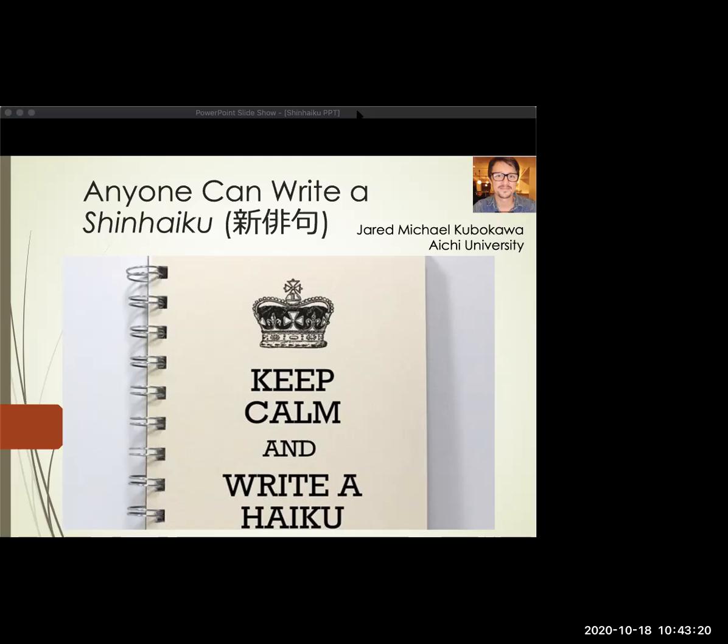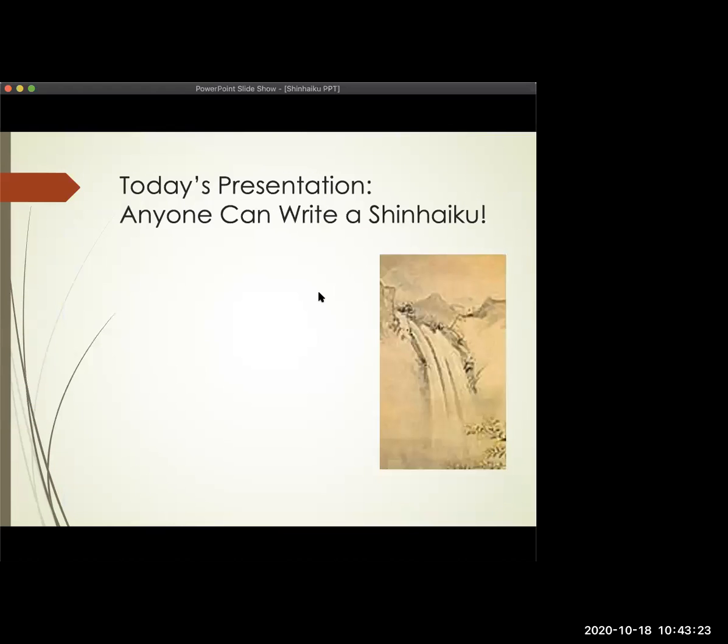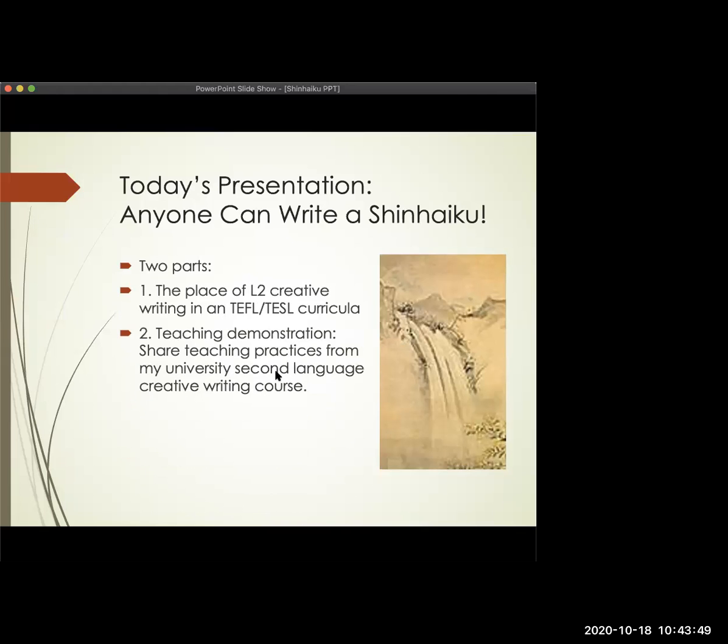All right, let's get going. Today, of course, you see the title, Anyone Can Write a Shinhaiku. We will talk about Shinhaiku in just a moment. Let me tell you what I'm going to do today. There are two parts to my presentation. The first is the scholarly academic part, where I will talk about the place of L2 writing and creative writing in any curriculum. Secondly, I will do a teaching demonstration, and hopefully I will prove that anyone can write a Shinhaiku, from elementary school students all the way up. So that's what I'm doing today.